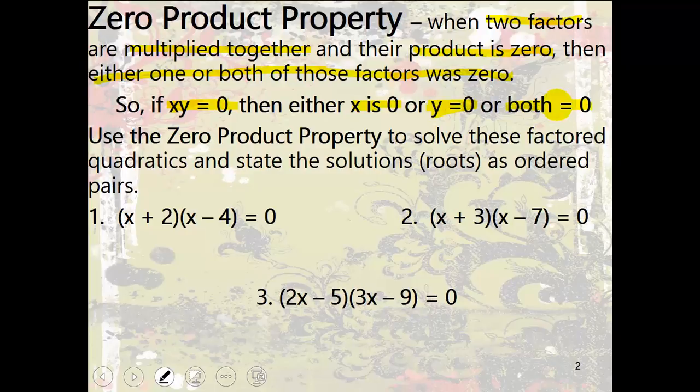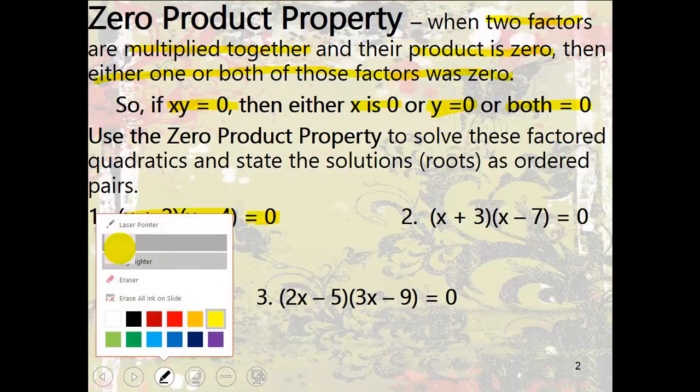So whenever we factor into the product of two binomials, it doesn't even really have to be two binomials. It can be a monomial and a binomial. But if their product is equal to 0, that means x plus 2 had to equal 0, or x minus 4 had to equal 0.